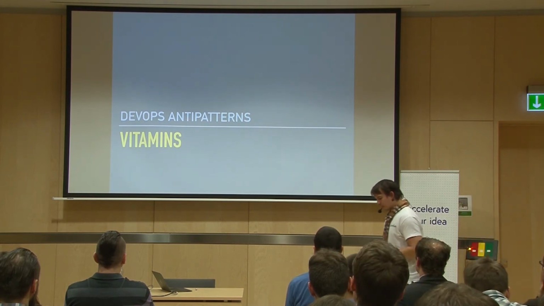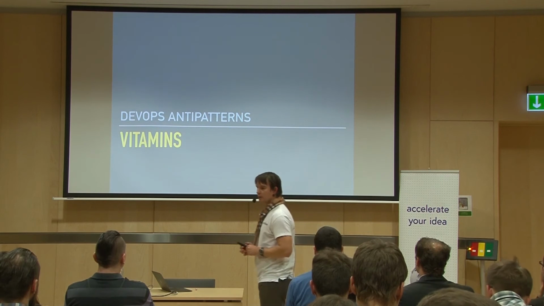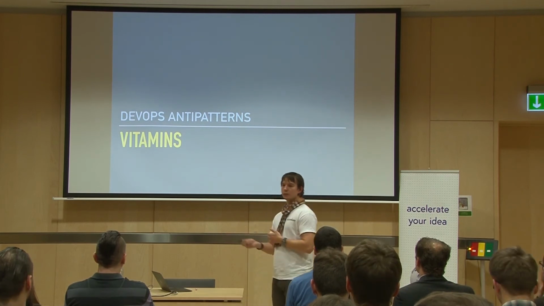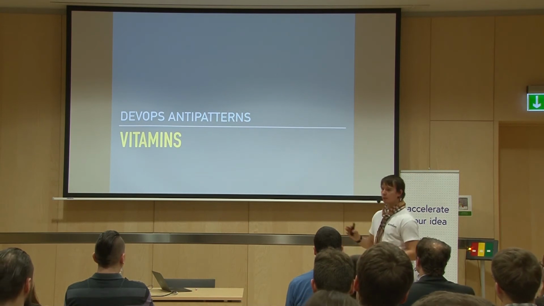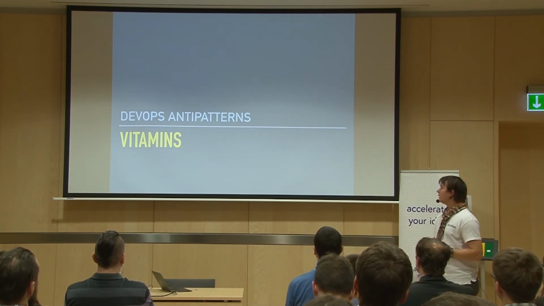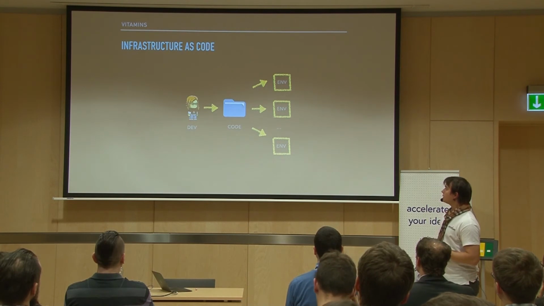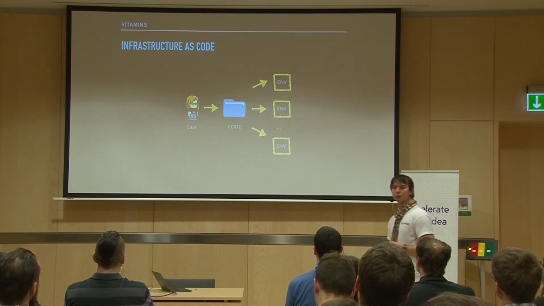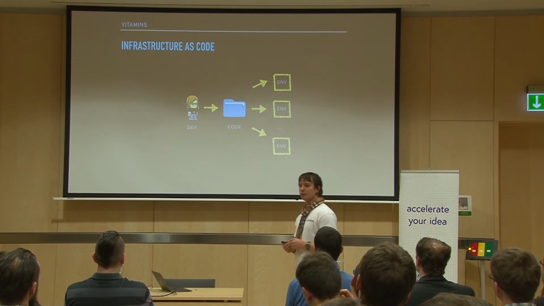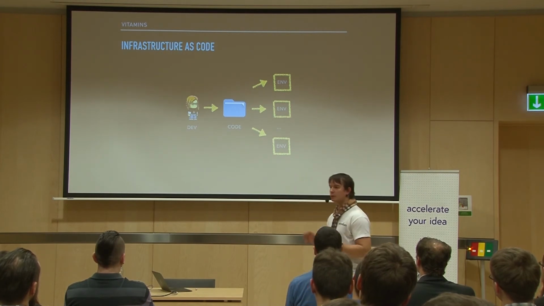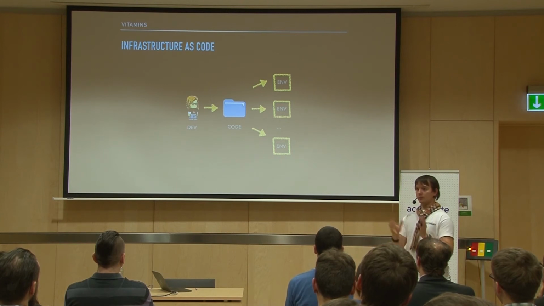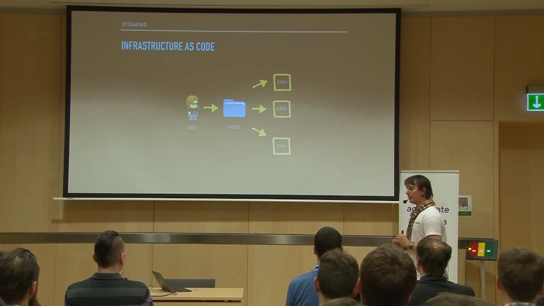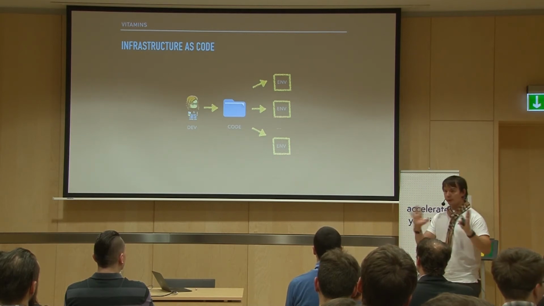Let's start with some vitamins. This is basically what we do to deal with unhealthy implementations. One of the things is infrastructure as code. If you're familiar with what it is, this is good. But basically, whatever work you do, you should be able to automate. If it's possible, just automate everything.